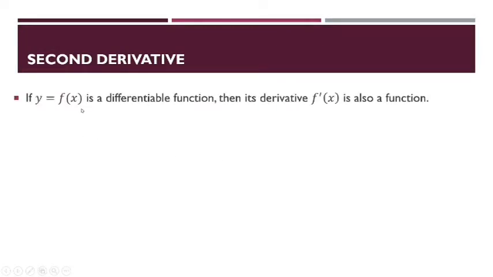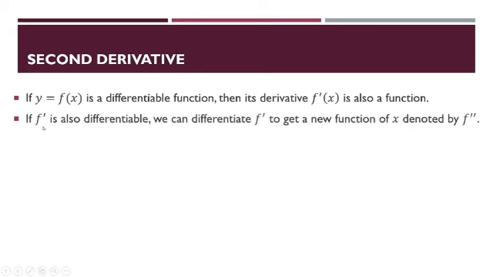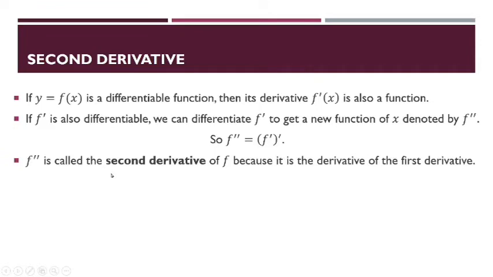If y is equal to f of x is a differentiable function, then its derivative is f prime of x. And it is also a function. So kung function yung first derivative, so yung first derivative na yon is also differentiable if we can differentiate f prime to get a new function of x denoted by f double prime. And that f double prime is the derivative of f prime. So we call that as the second derivative of f because it is the derivative of the first derivative.